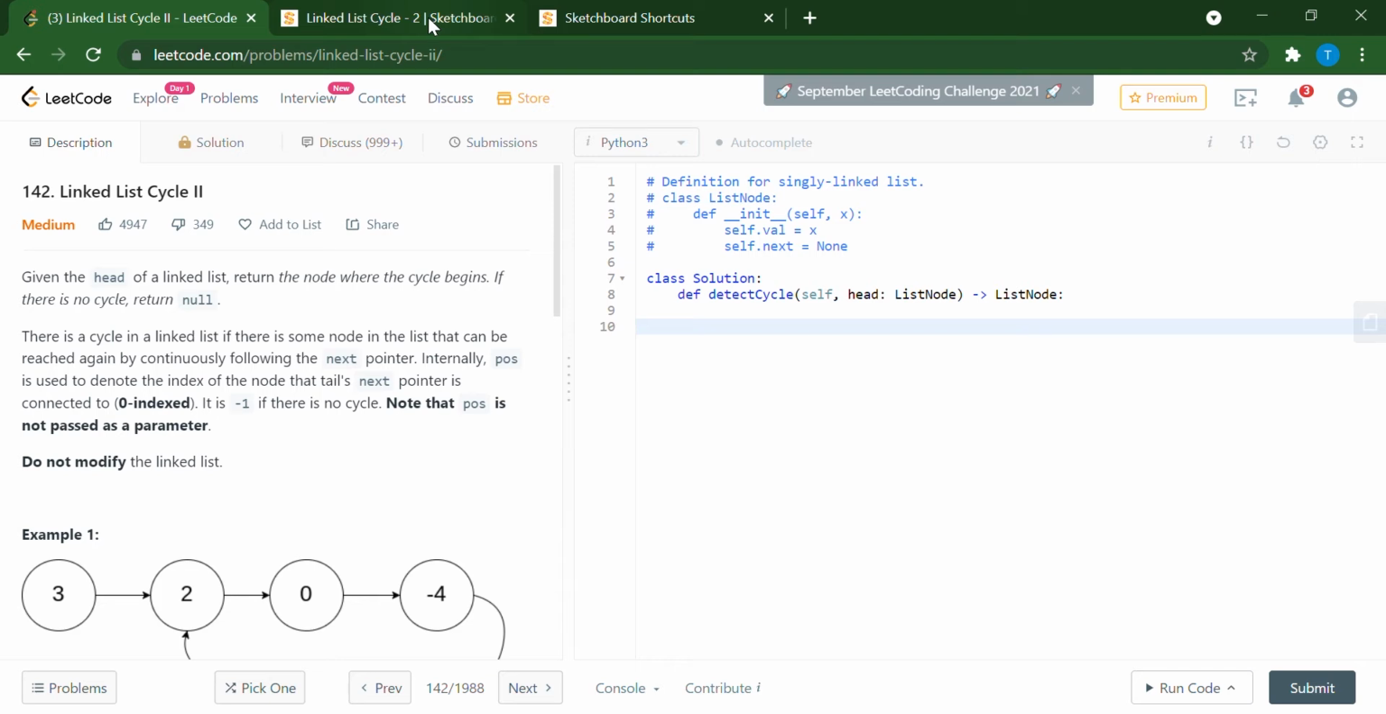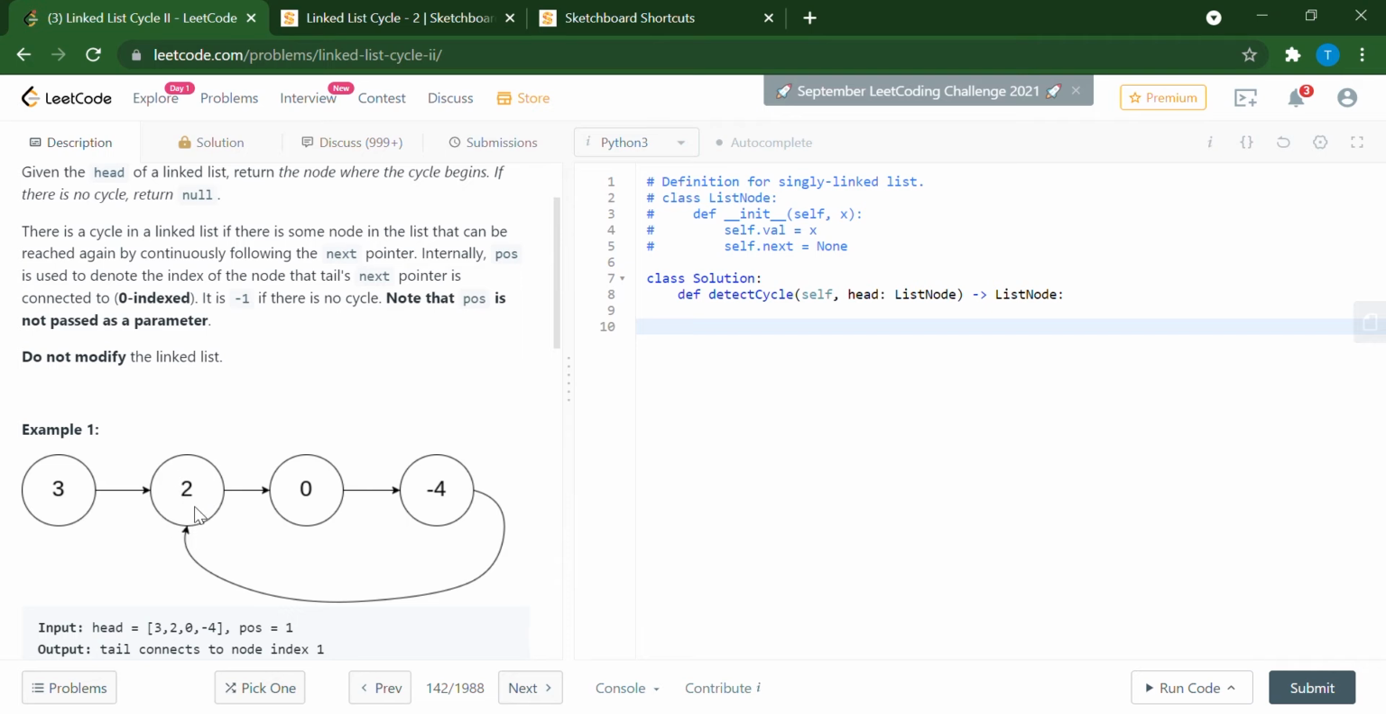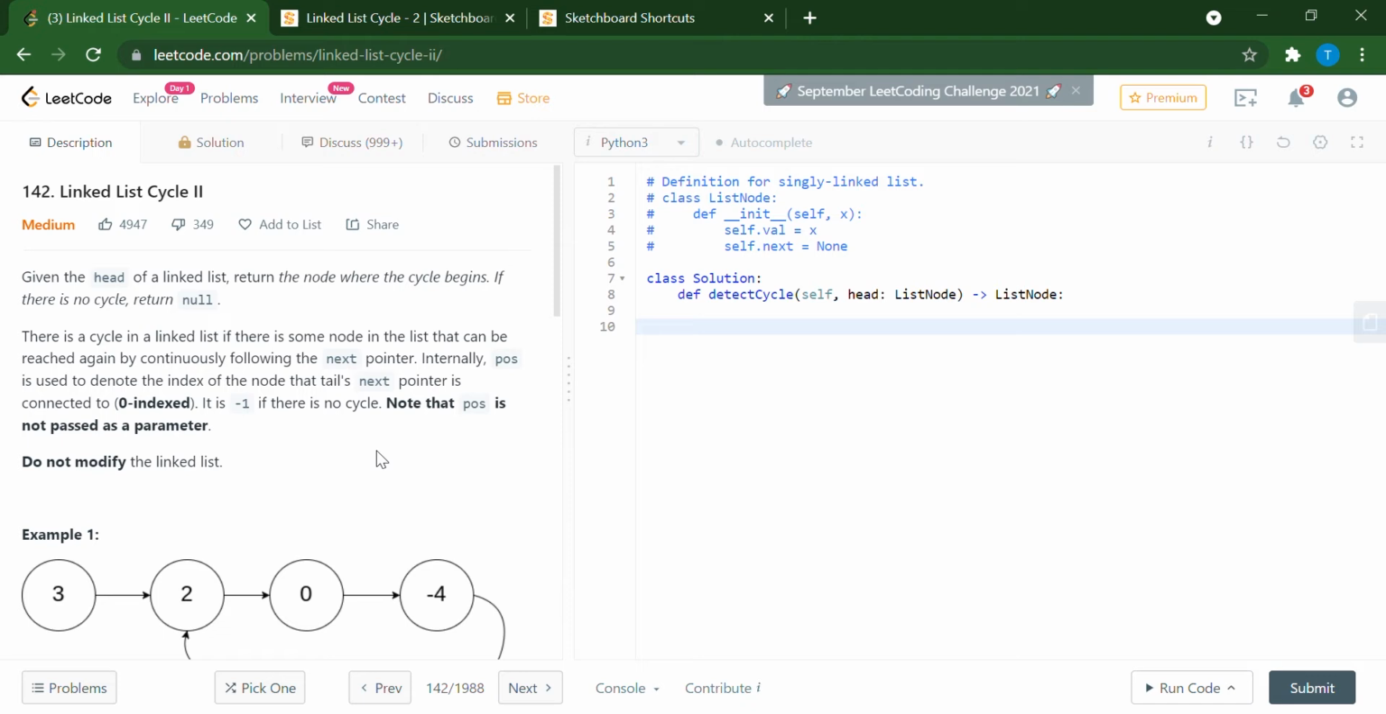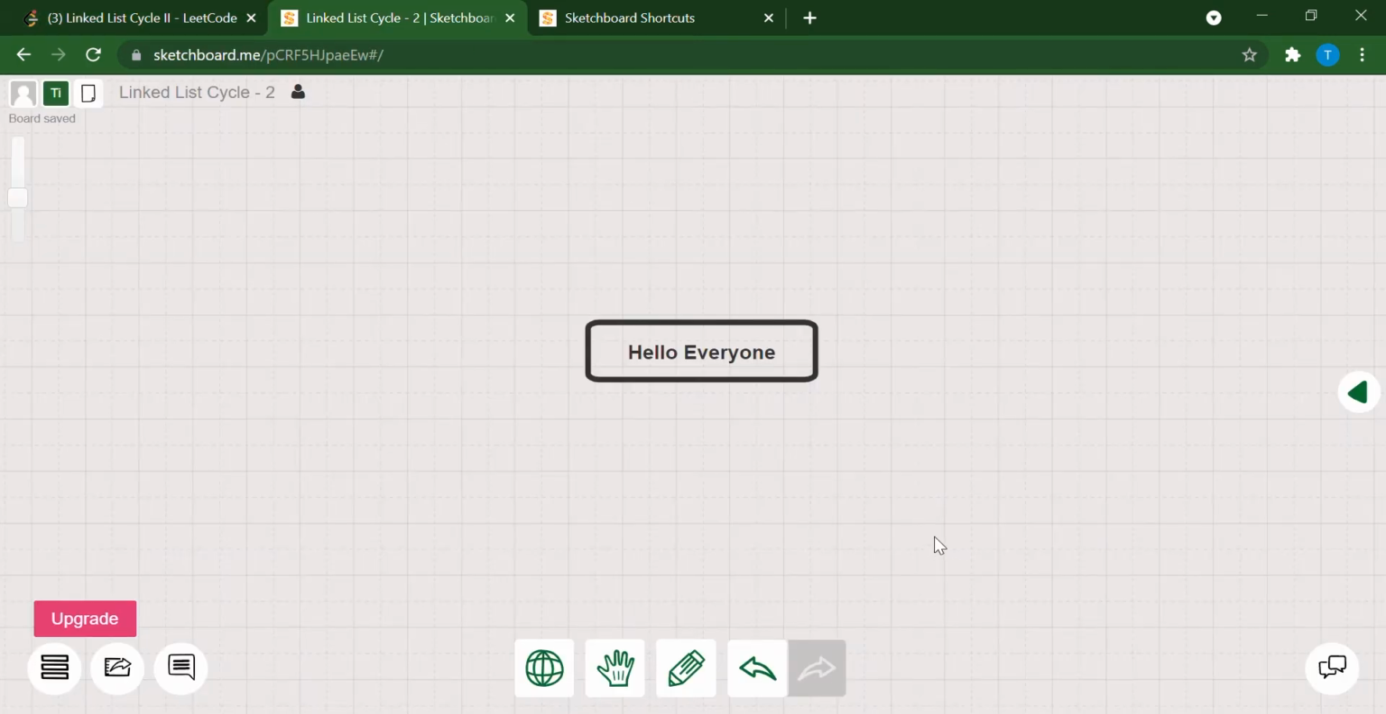What I'm going to do now is explain what this extension to Floyd's algorithm is that will help us in identifying the node where the cycle begins. After that, I'm going to code it up, and in the end, I'm going to explain why this approach always works. So let's just see what the approach is first.